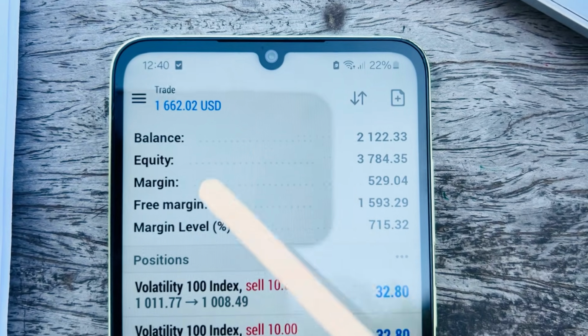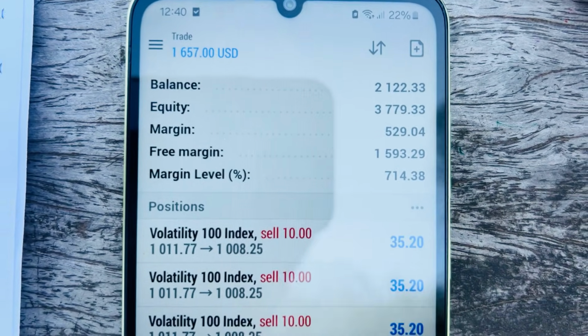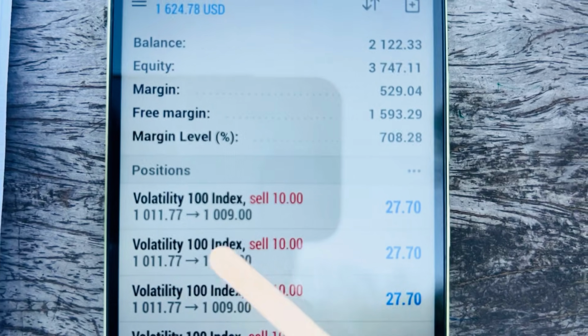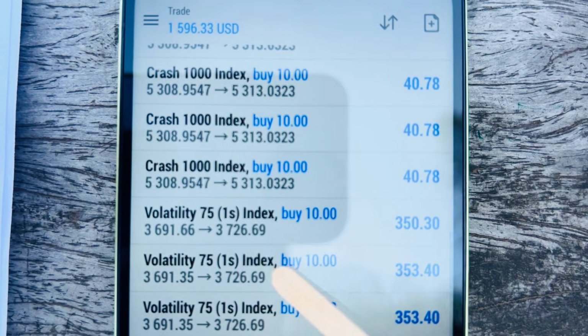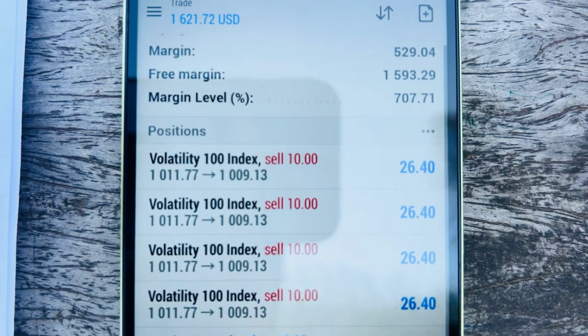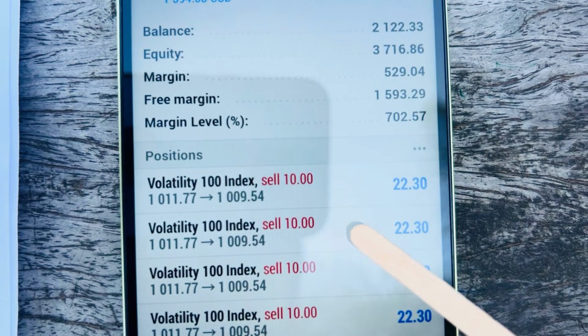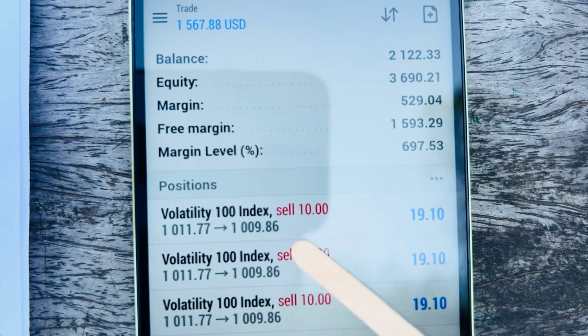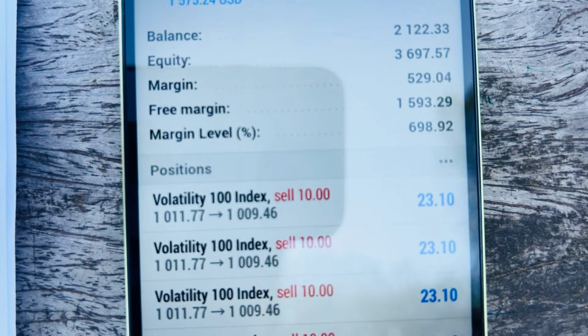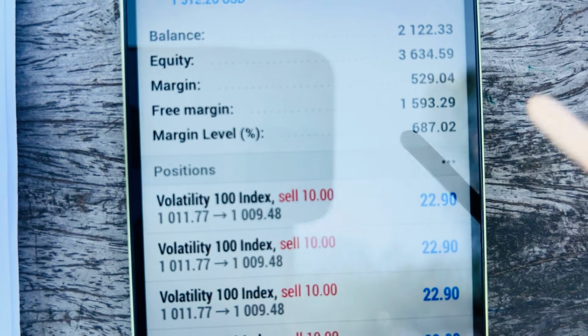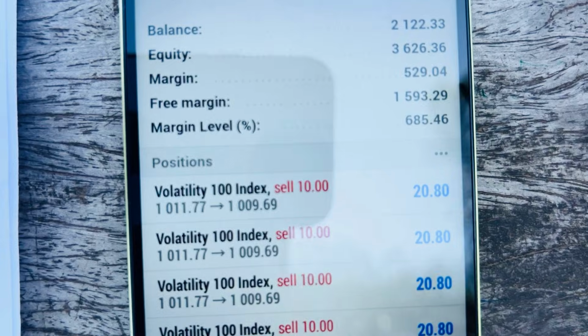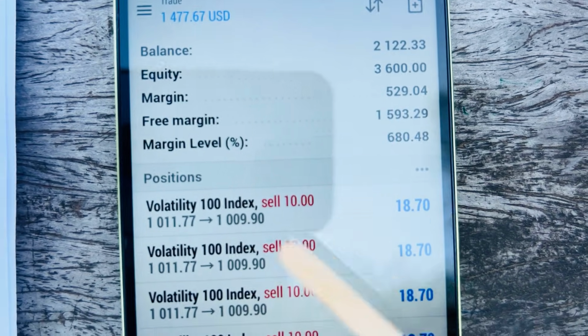Most traders lose their money or blow their account when they're trading synthetic indices like Volatility 100, Volatility 75, 1S, Boom and Crash. But with the right timing, structure, and sniper entry rule, these pairs can print you profit daily. This is my complete volatility index strategy from analysis to entry.